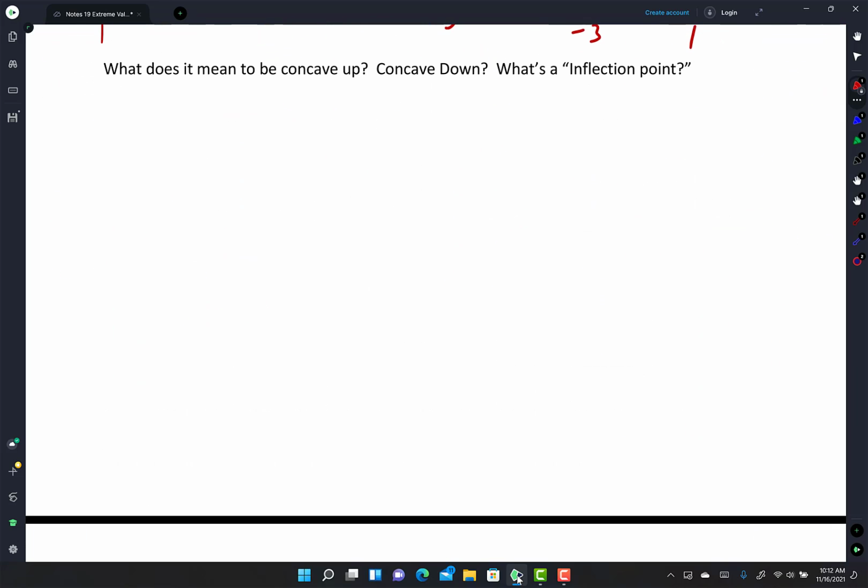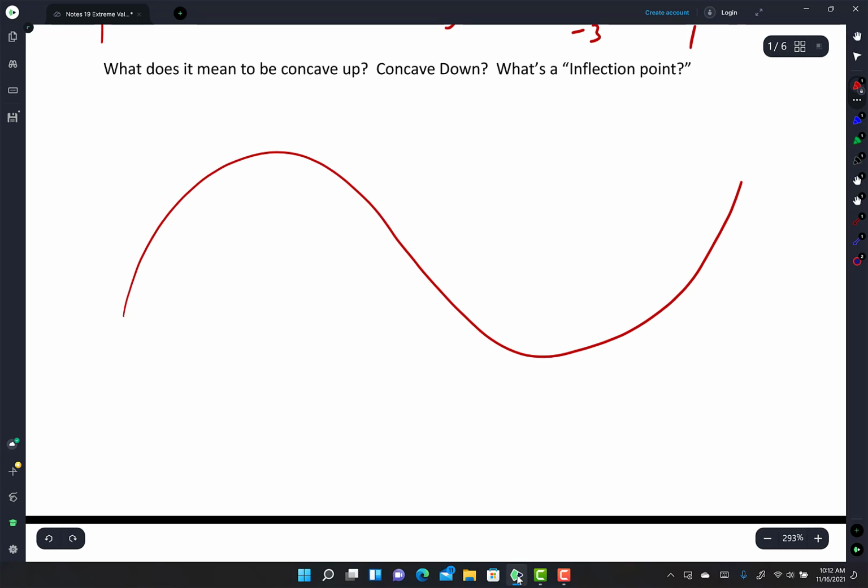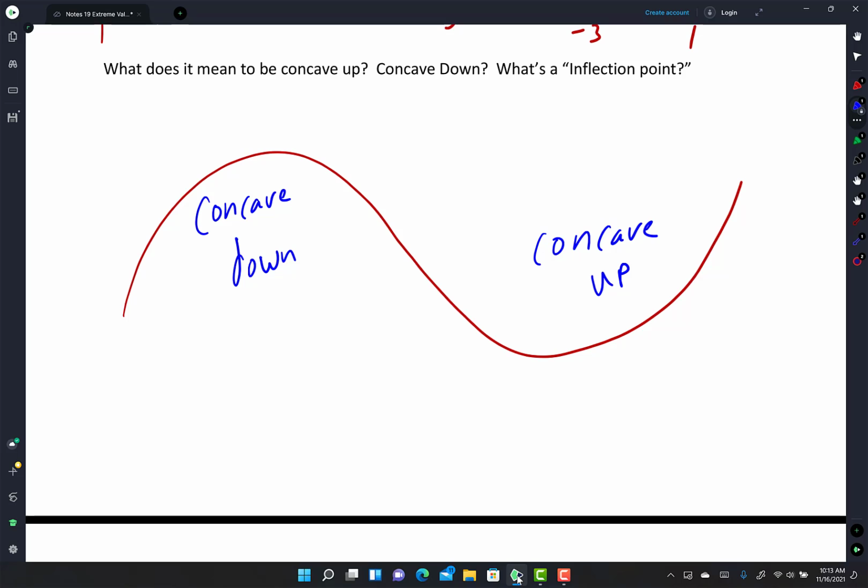Are you guys ready to talk about concavity? Draw a sinusoid. This is concave down. This is concave up. There's a point of inflection, right smack in the middle. And that is called an inflection point.